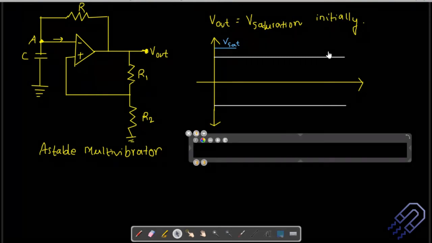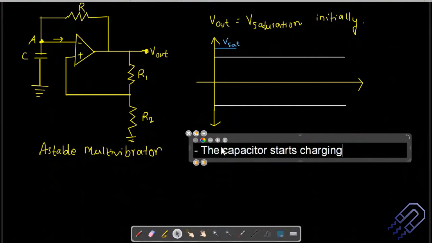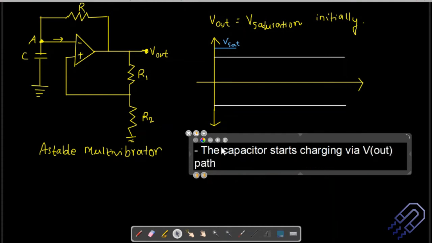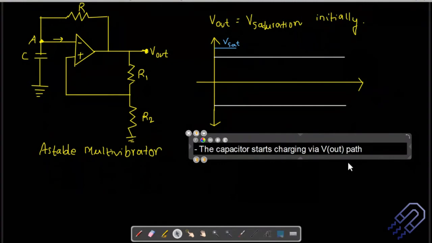What happens is that the capacitor will usually start charging. So let me write down the first point. The capacitor starts charging. Try to understand this, let's take it slow. The capacitor starts charging via the V out path. If you look into the diagram, you know that the capacitor will start charging via the V out path.